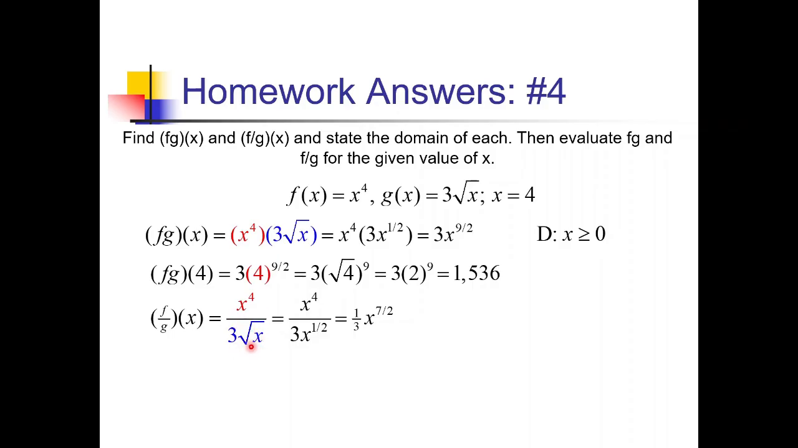We don't want to zero out that denominator and get undefined. So I'm going to make my domain x greater than 0. Not greater than or equal to, just strictly greater than. Now plugging 4 into that mess, we've got the 2nd root of 4 to the 7th power times 1/3. Square root of 4 is 2. 2 to the 7th, I happen to know, is 128. So this is 128 over 3.